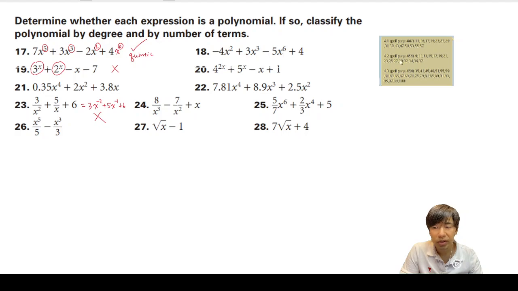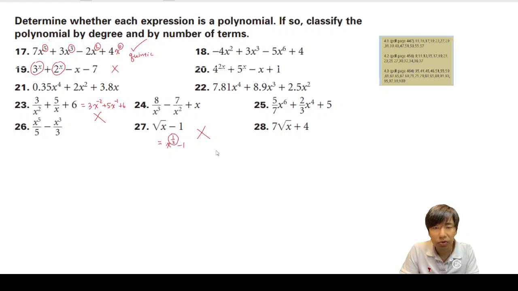23 and then 27. We have a square root here. So you can rewrite this expression as x to the power of 1/2 minus 1. So is this power a whole number? No. Okay, this is a rational number, so this is not a polynomial.